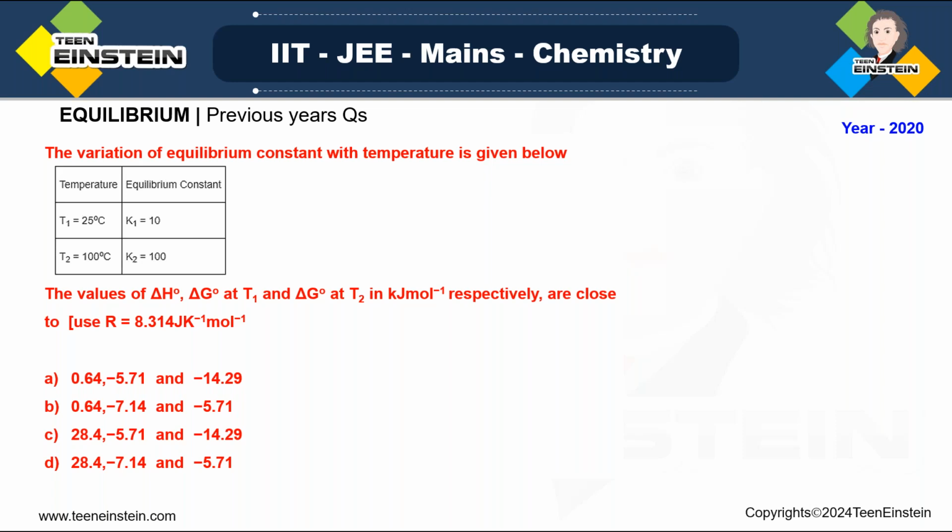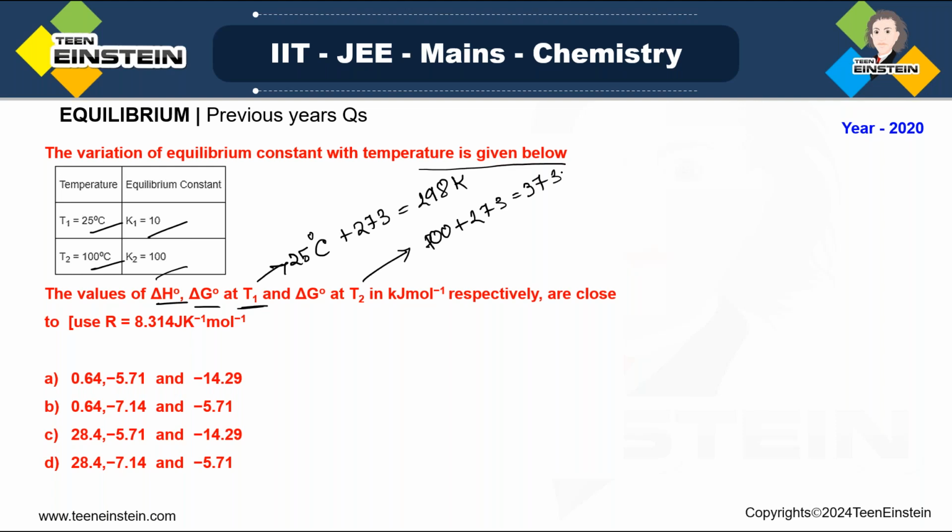The variation of equilibrium constant with temperature is given below. At 25 degrees centigrade, K1 is 10 for any reaction. The reaction is not given. At temperature 100, K2 value is increased to 100. Find the value of del H naught and del G naught at T1 temperature, that is 25 degrees centigrade. Directly I will convert it to Kelvin because ultimately you have to convert it to Kelvin. It is 298 Kelvin. And temperature T2 is 100 plus 273, which is 373 Kelvin.